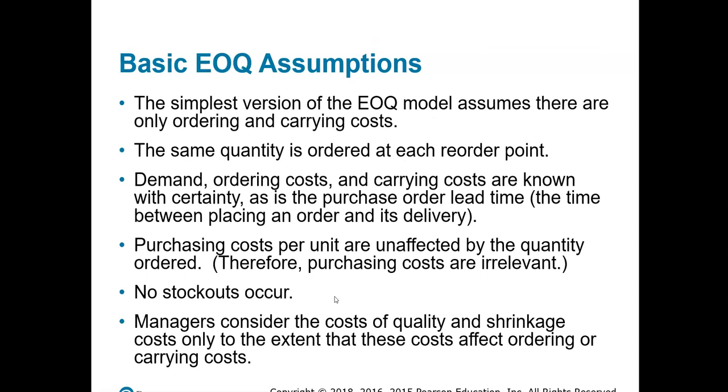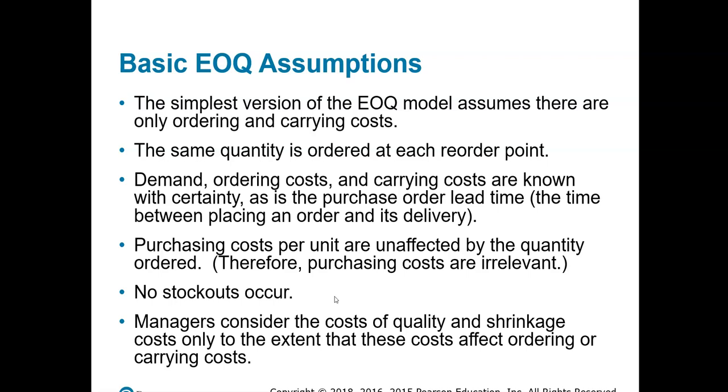One assumption is that the simplest version assumes they're only ordering and carrying costs. So the only costs are associated with placing an order, a purchase order, and the carrying costs associated with that. Another assumption is that the same quantity is ordered at each reorder point. So every time we hit a reorder point, we're going to need to reorder the same amount.